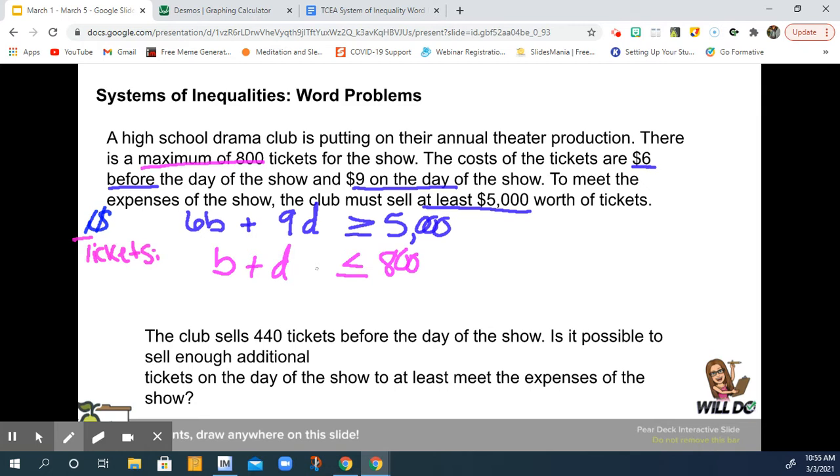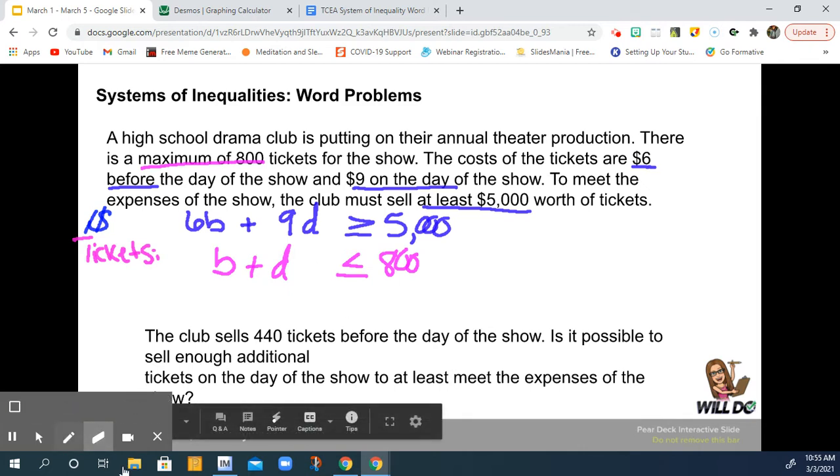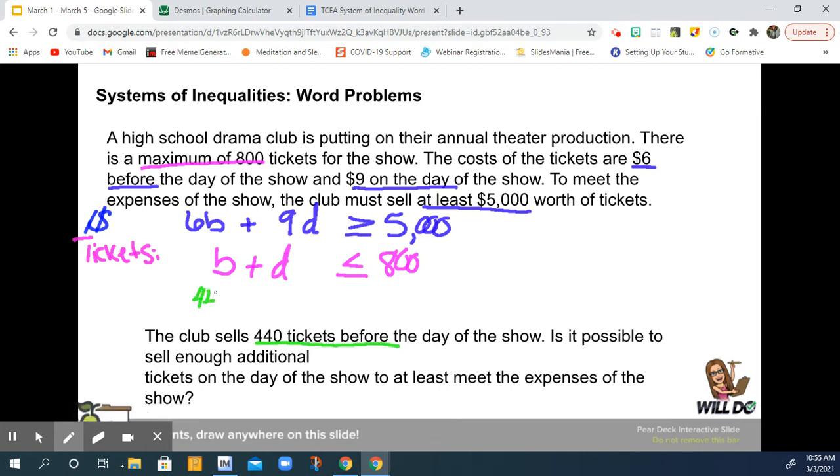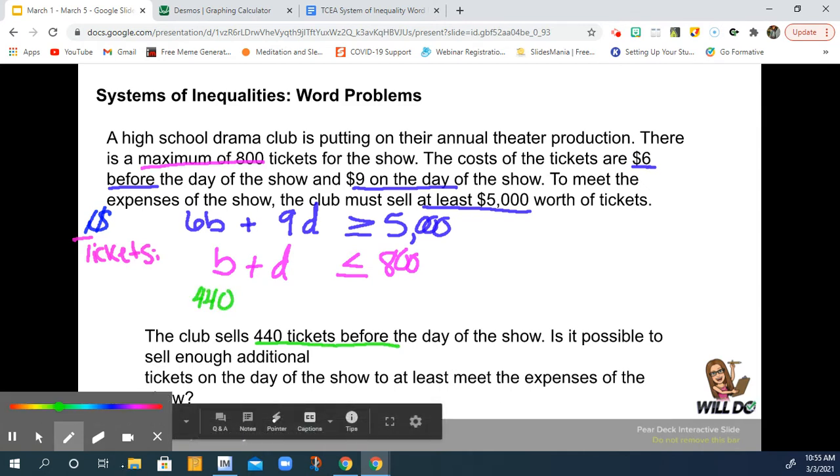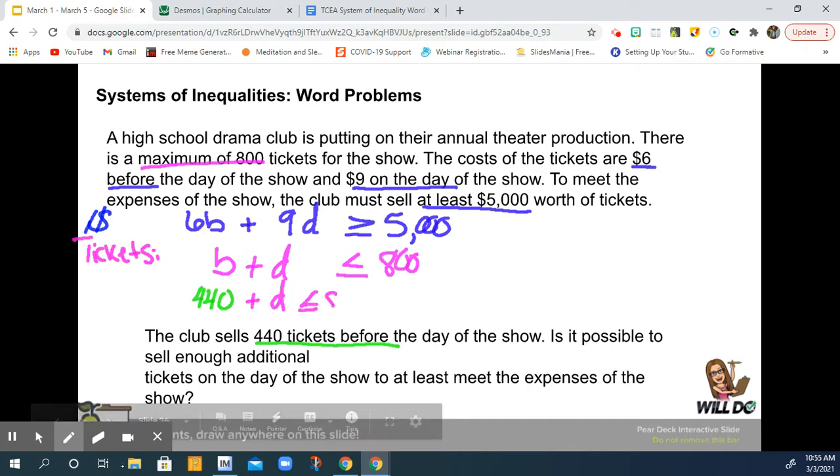Okay, so the club sells 440 tickets before the day of the show. Is it possible to sell enough additional tickets on the day of the show to at least meet the expenses of the show? Okay, so that looks like a lot, but the piece of information that we are given is that the club does sell 440 tickets before the day. So I know that 440 tickets are sold before. Let's figure out how much they need to sell the day of to reach that 800.